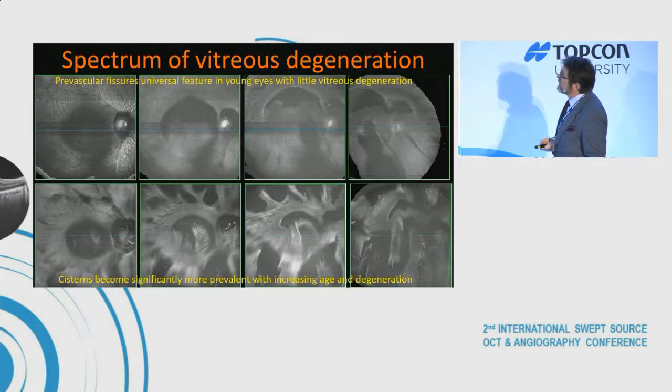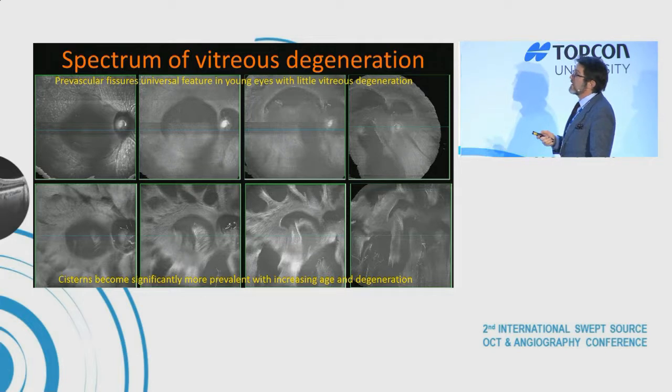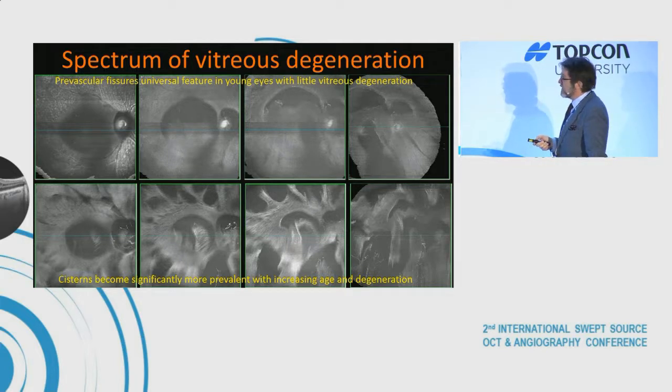So that's the spectrum of vitreous degeneration that we found in our study. The prevascular fissures are a universal feature in these young eyes with relatively formed vitreous. See this in contrast to the cisterns that become significantly more prevalent with increasing age and degeneration in these eyes that have a lot more vitreous degeneration.